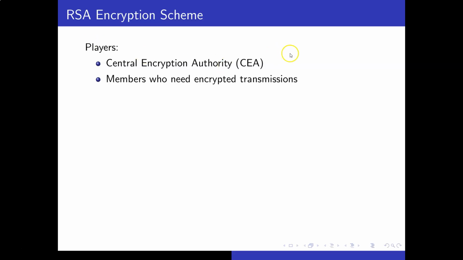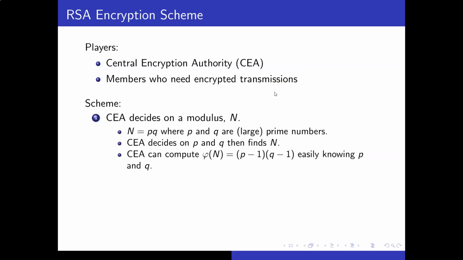Okay, so when you're doing an RSA encryption scheme, there's 2 sets of players. There's what's called the Central Encryption Authority. They're going to set up the scheme, all right? And then there are the people who are going to be using it. Now, the Central Encryption Authority, they are going to decide on a modulus n. What they do to find n is they look for 2 really large prime numbers. Now, in this day and age, we are talking literally hundreds of digits. So they find these 2 large prime numbers, and n is going to be the product of the 2.